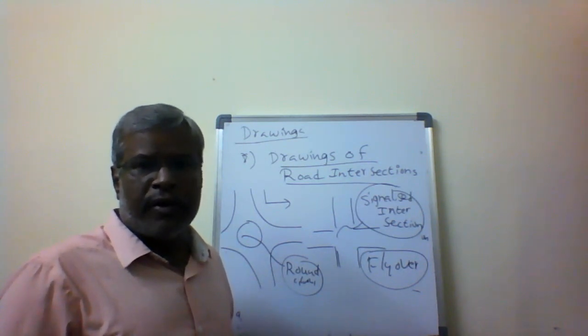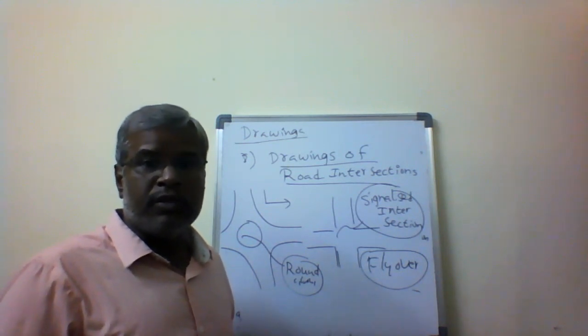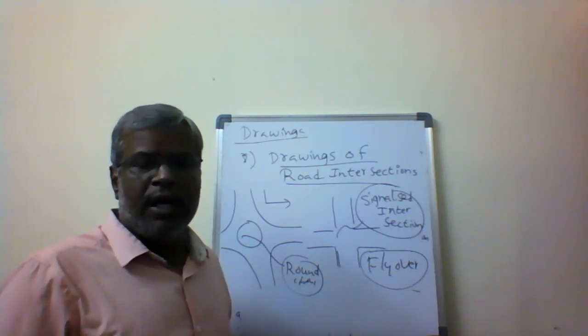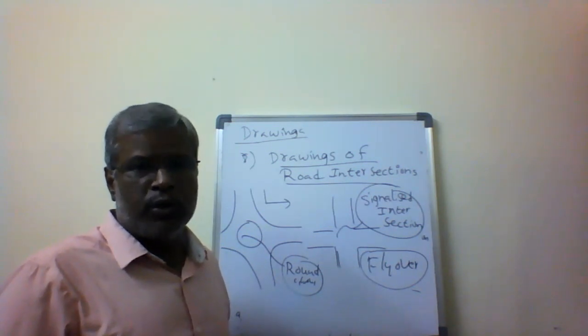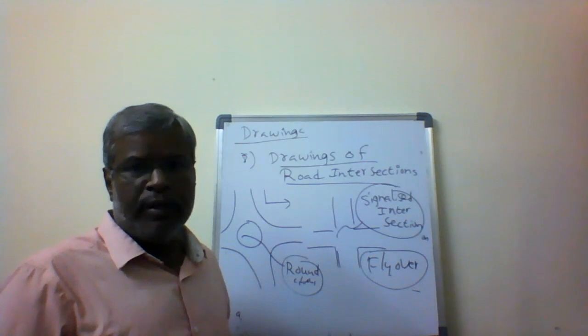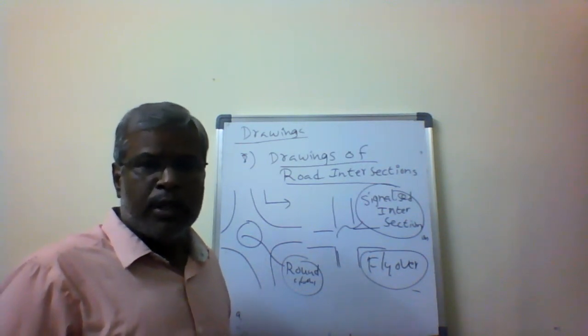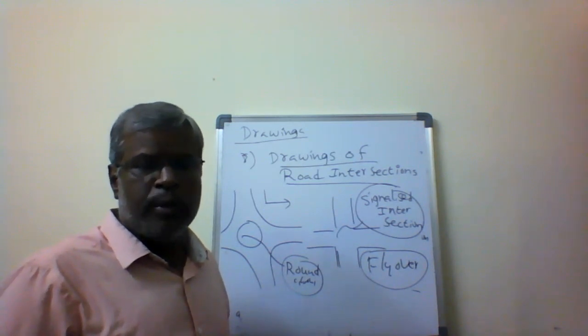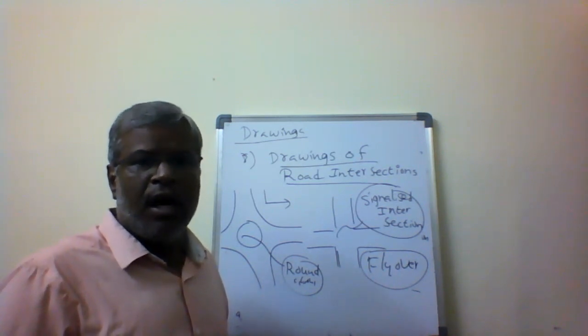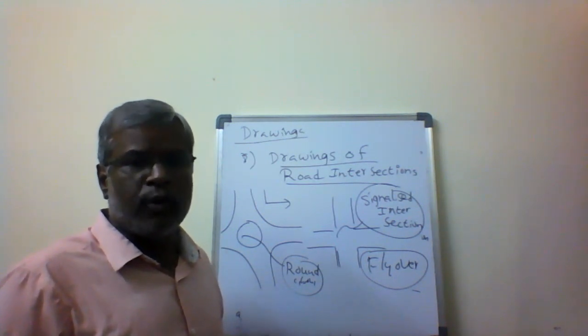So these are all the drawings that have to be prepared: the type of pavement, and the different types of intersections that will be required along the proposed road alignment. All of these drawings are called the drawings of road intersections. They comprise roundabouts, signalized intersections, and flyovers. All this information we prepare in terms of drawings. So, drawings of road intersections.